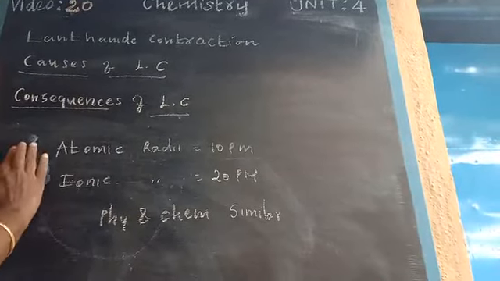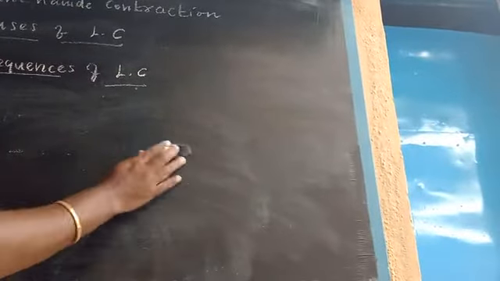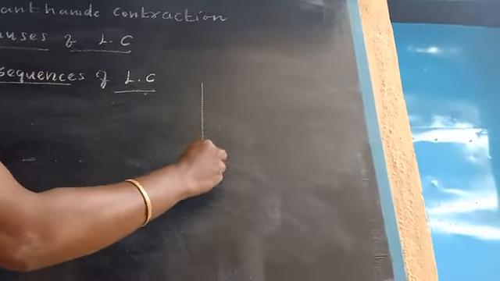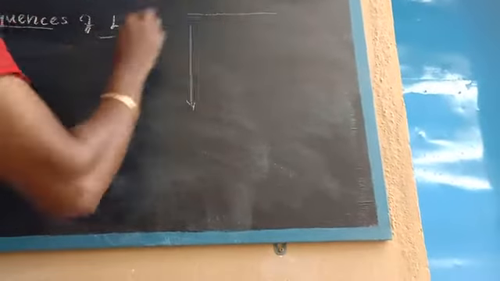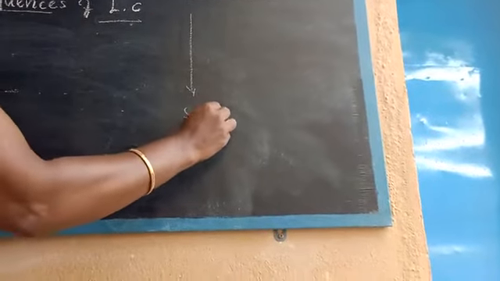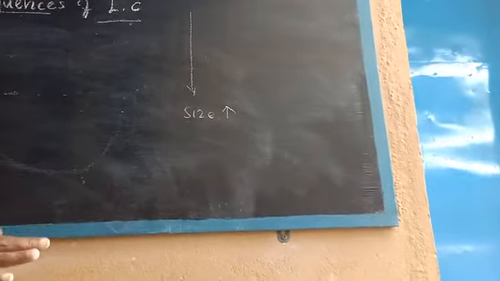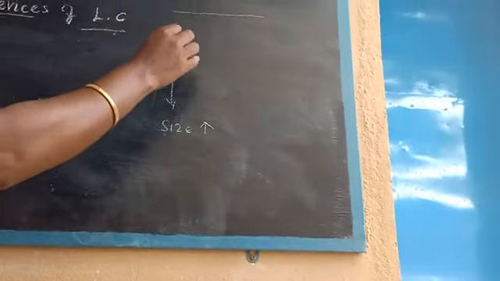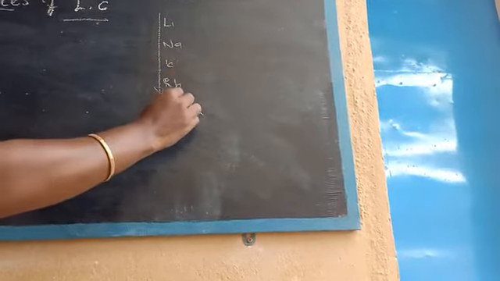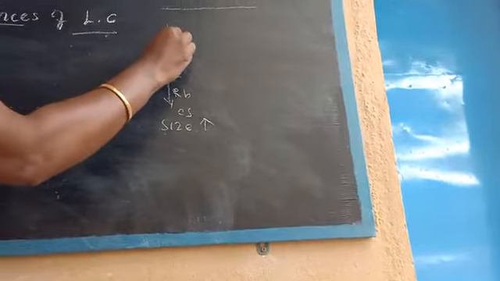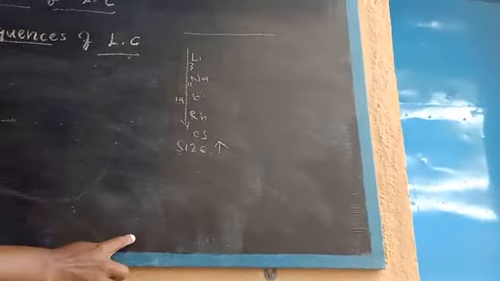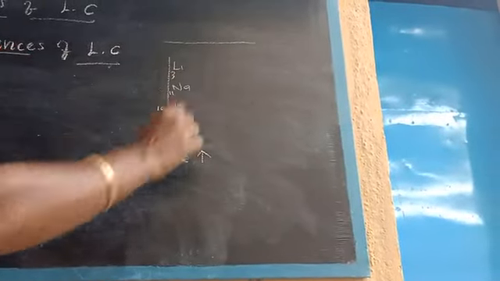Normally in a group, whether the size increases or decreases? In a group means from top to bottom, and a period means moving from left to right. So in a group, the size increases. This is a general concept. For example, take lithium, sodium, potassium, rubidium, cesium, with atomic numbers 3, 11, 19. So the size increases down the group.